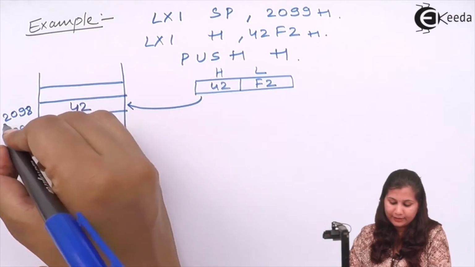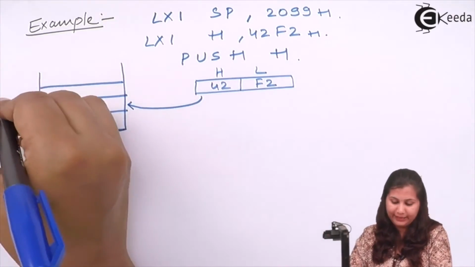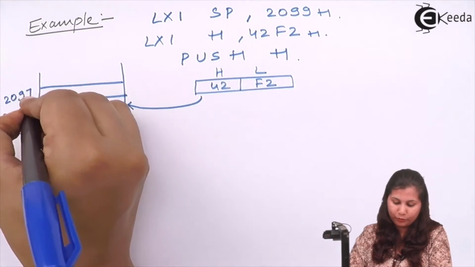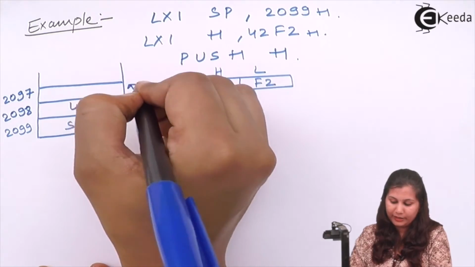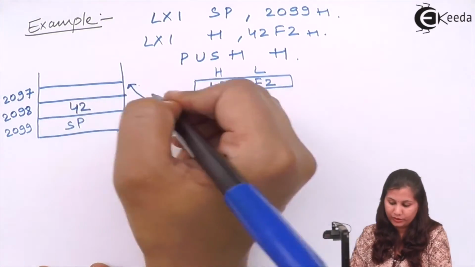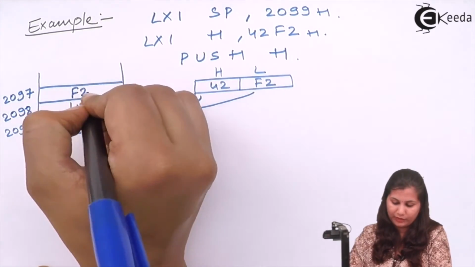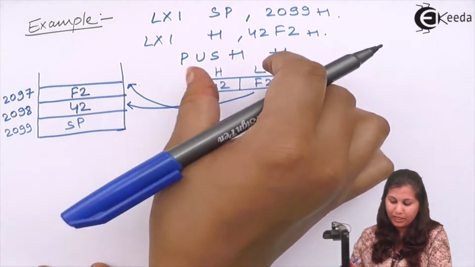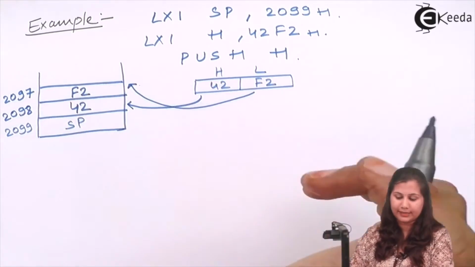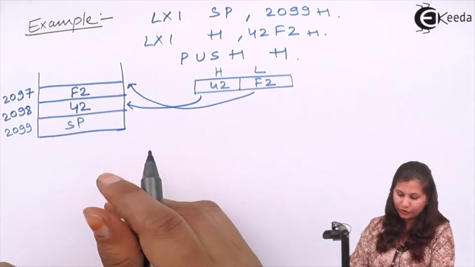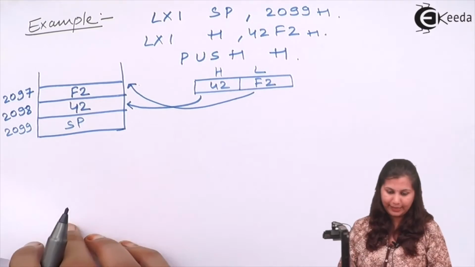Then this stack pointer is again decremented. So here we will have 2097 and the lower order register will be stored here. So we will have F2. Contents will remain the same, they are just copied into the stack. Now next instruction, let's take another example here.